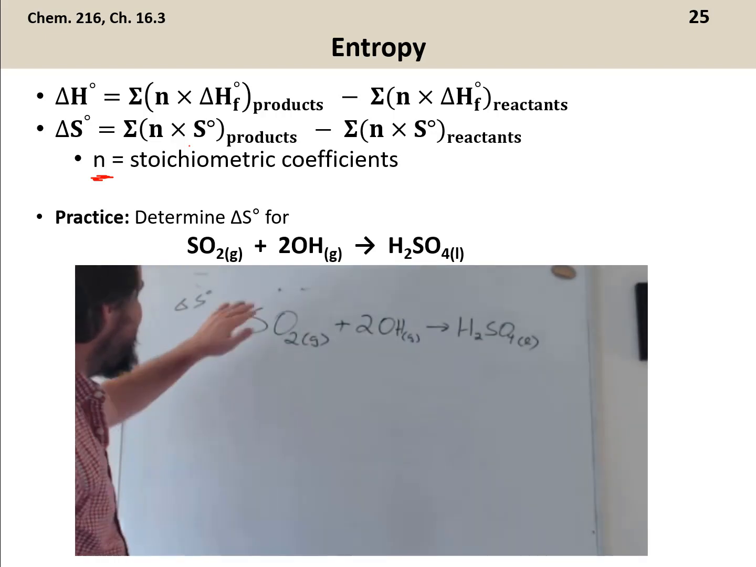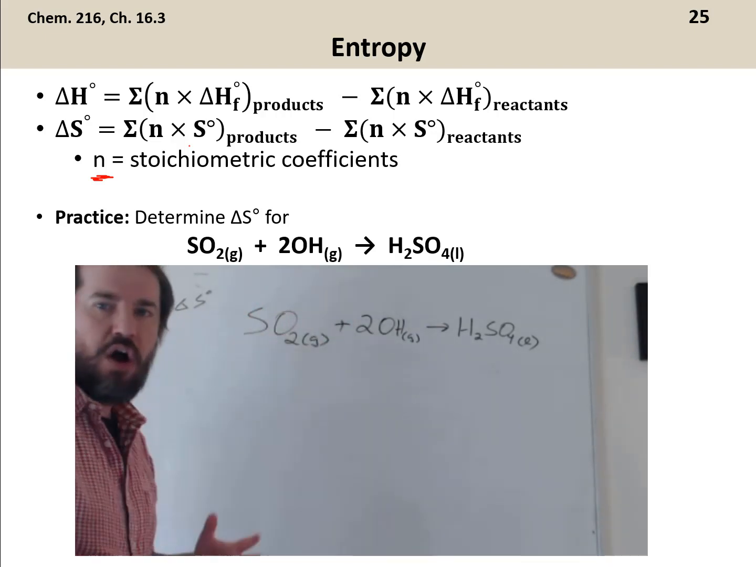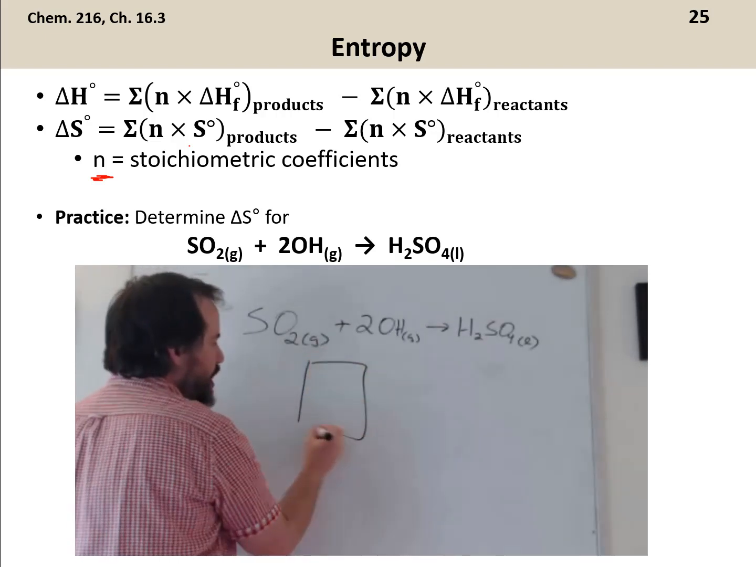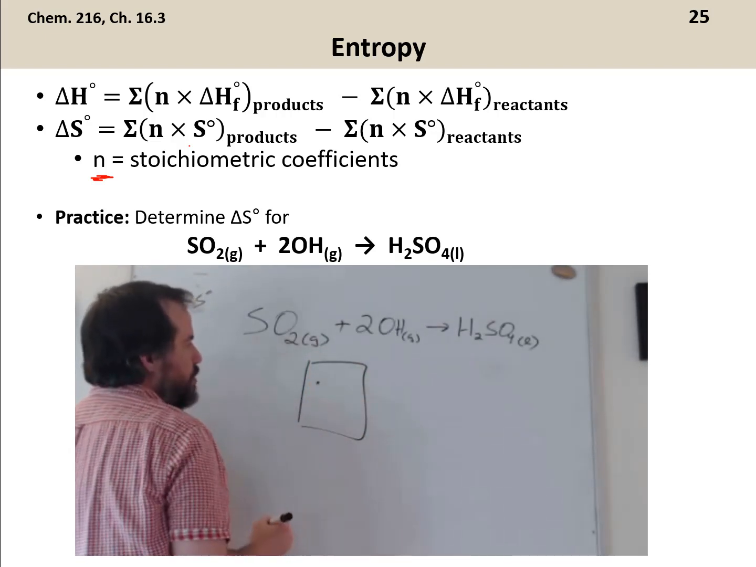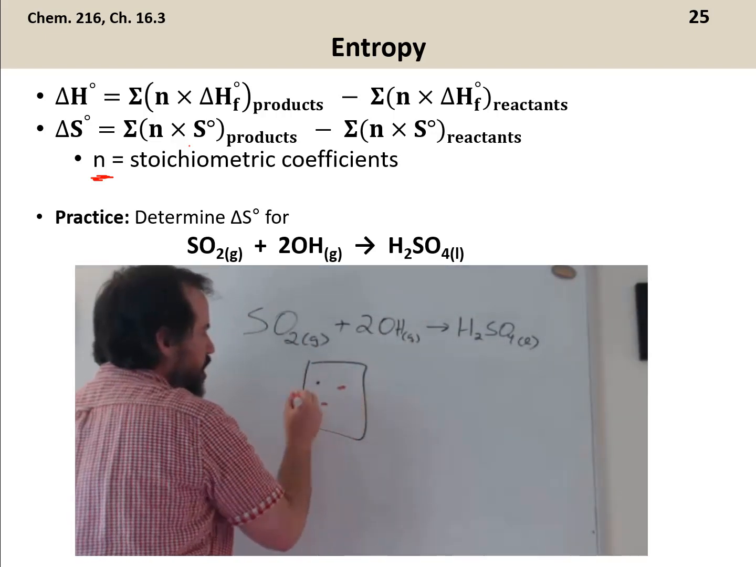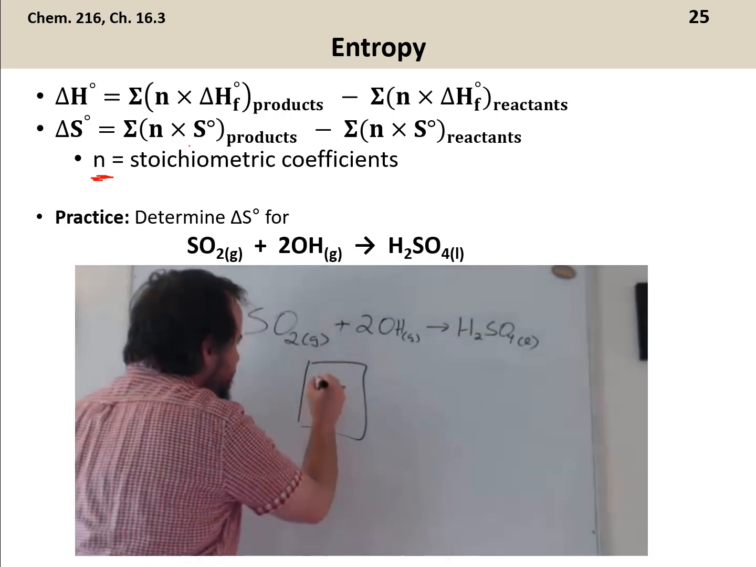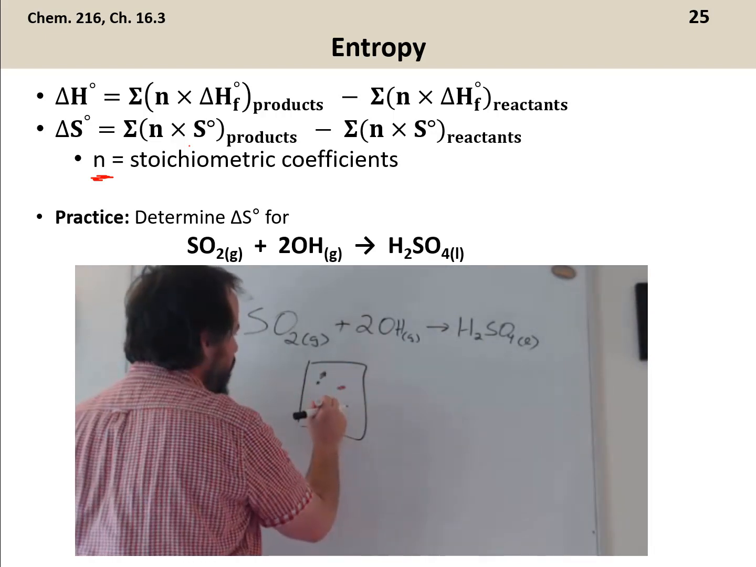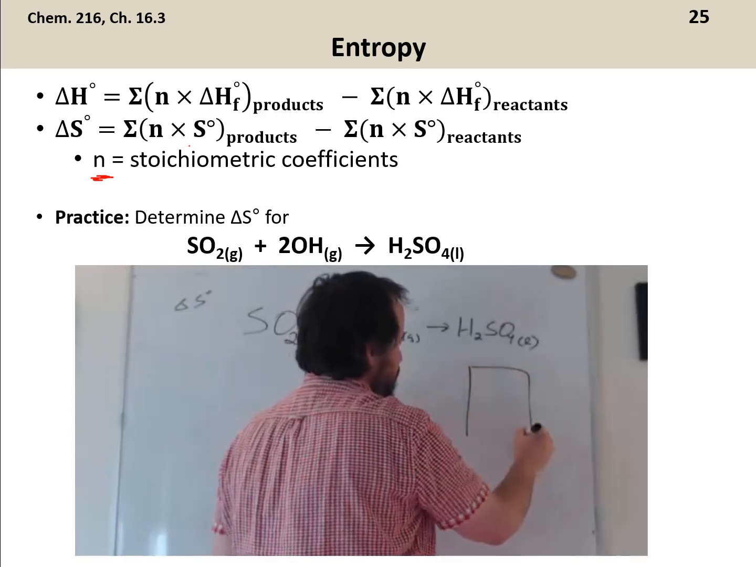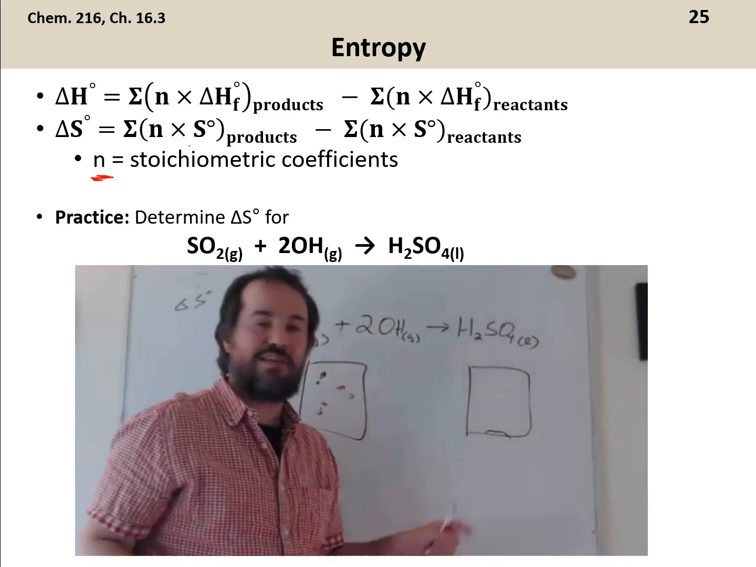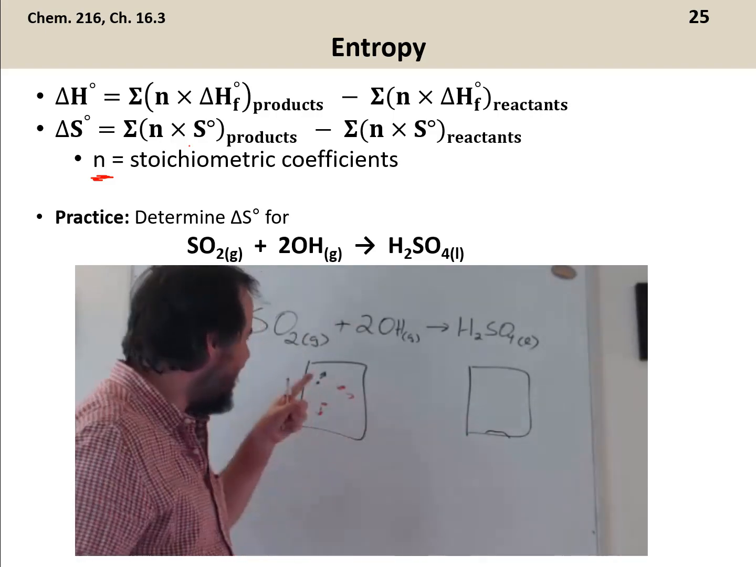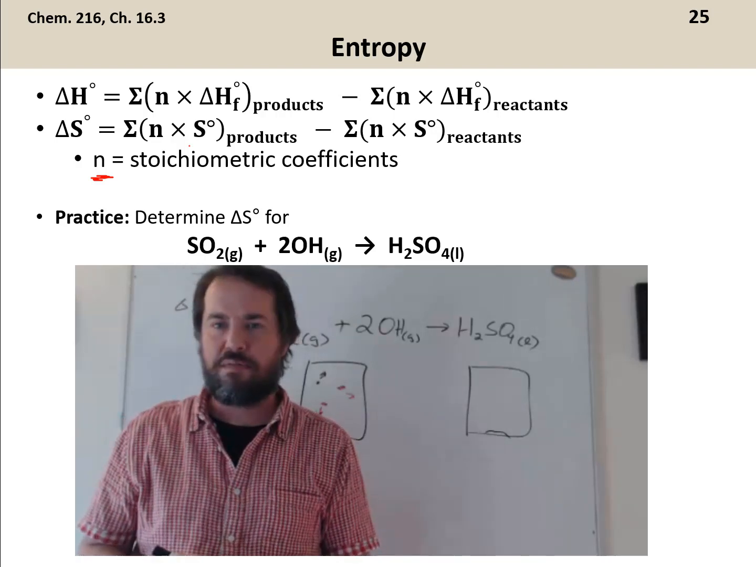Now, because there are gases involved, all I care about are the gases, right? Why? Because over here, I have SO2, which is a gas, and I have 2 OH, which are also gas. These are all whizzing around, bumping the walls, causing pressure, all that stuff. And over on this side, all I have is some liquid at the bottom, right? That liquid may slosh around a little, but it's not as disorganized as over here, okay?